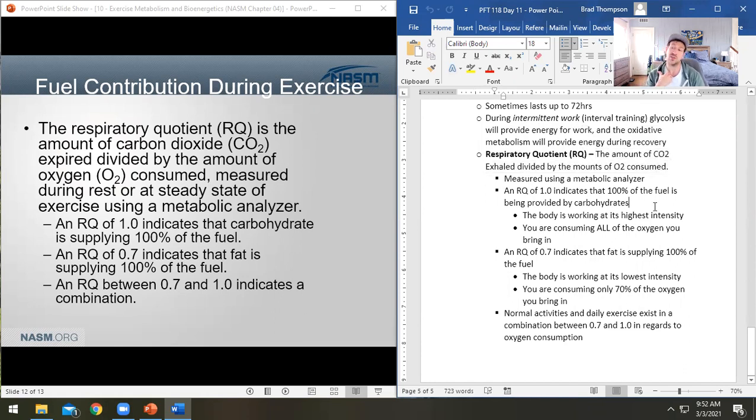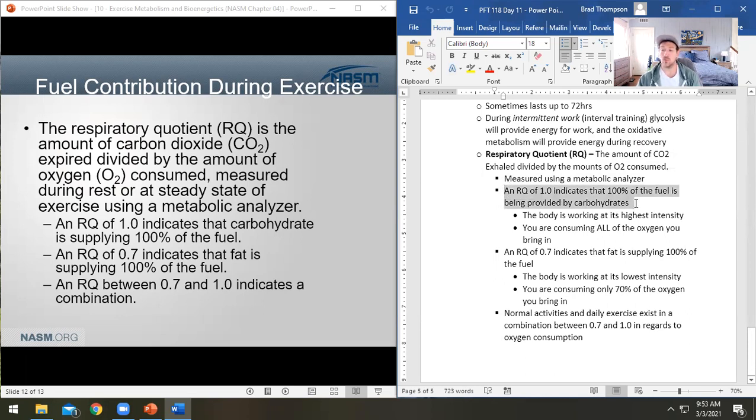So if I bring in 100 units of oxygen and I exhale 70 units of CO2, that's 100 in, 70 out, then I'd be at an RQ of about 70%, right? I'd be at an RQ of 0.7, which means I'd be 100% in the fat burning zone, by the way. That's how you'd be by default. So you need a metabolic analyzer to be able to do this, which obviously we don't have access to in a regular gym setting, unless you're working in a lab or something.